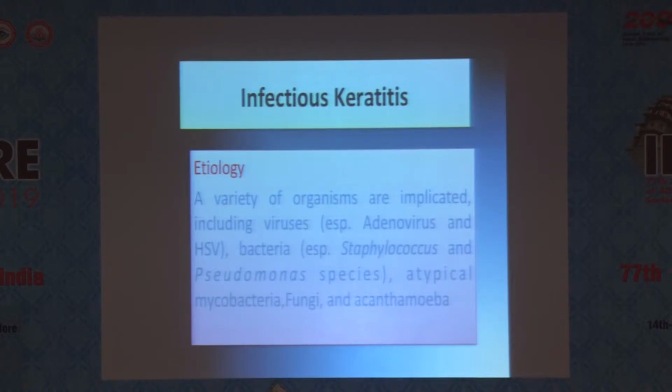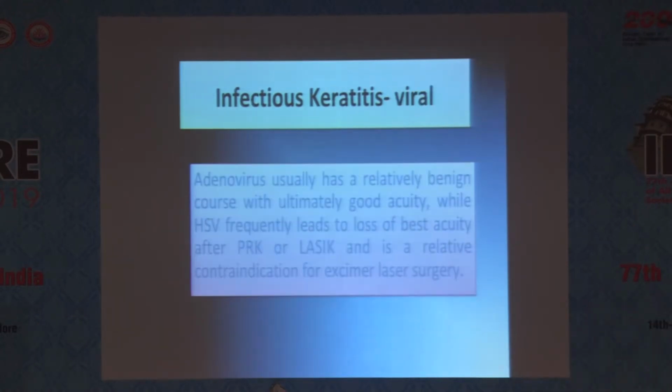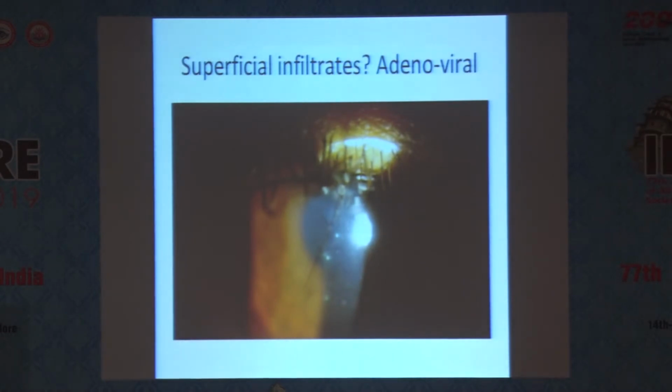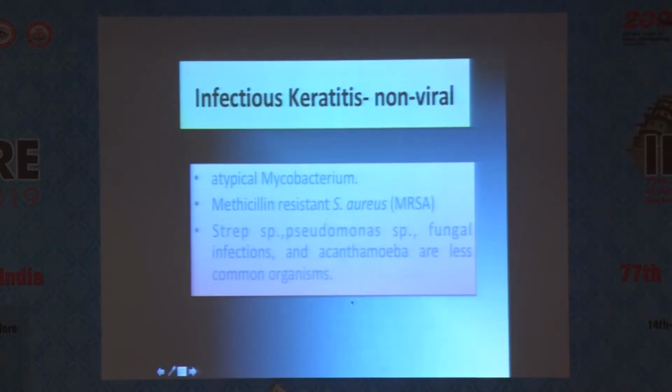Infectious keratitis etiology can be a variety of organisms, including viruses and bacteria and fungus. In adenoviral keratitis, it usually has a relatively benign course with ultimately good visual acuity, while herpes simplex keratitis frequently leads to loss of best acuity after PRK and Lasik, and it is a relative contraindication for excimer laser surgery. This is a typical infiltrate after adenoviral keratitis in a post-Lasik eye.